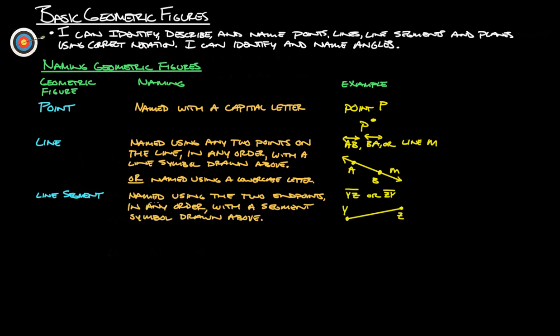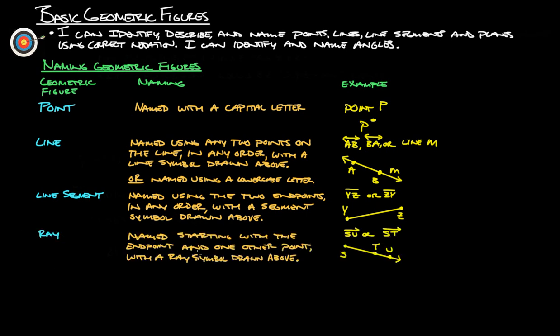A line segment is named using the 2 endpoints in any order with a segment symbol drawn above. So it starts at Y, ends at Z, or starts at Z, ends at Y. It does not go on forever and ever in either direction. So you can name that as YZ with a line over the top, or ZY with the line over the top. As you can start to tell from these, the order on a line or a line segment does not matter.